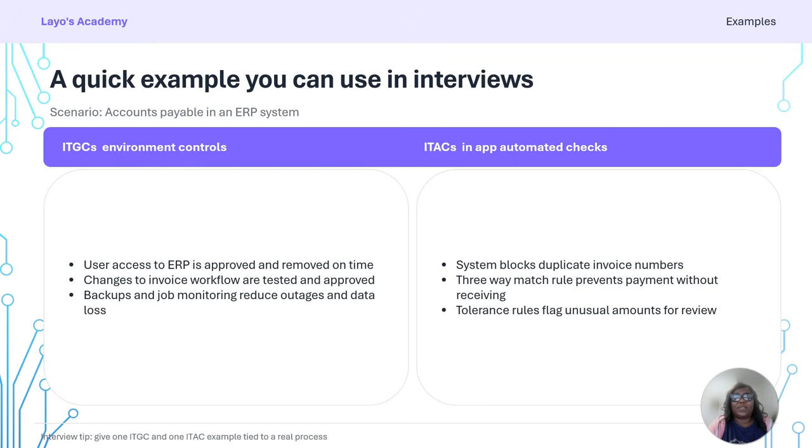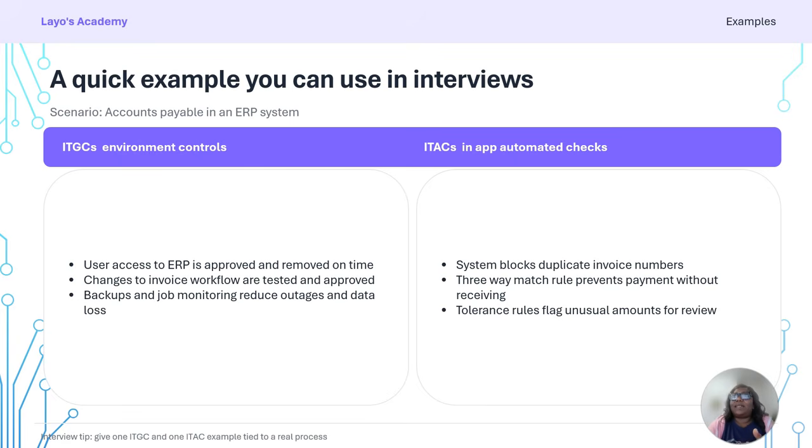You are showing that you understand the concept. Okay, so an example of an ITGC you can give: user access to the ERP is approved and removed on time. You can go to my IT Audit Fundamentals. I have all these detailed very well with examples. Another example of an ITGC: changes to the invoice workflow are tested and approved. Backup and job monitoring reduce outages and data loss.